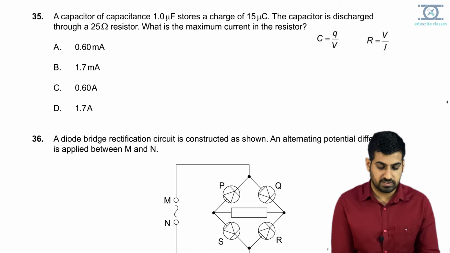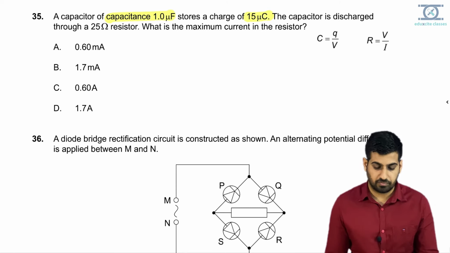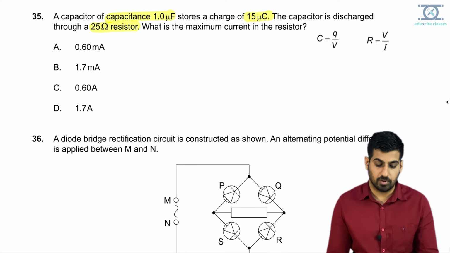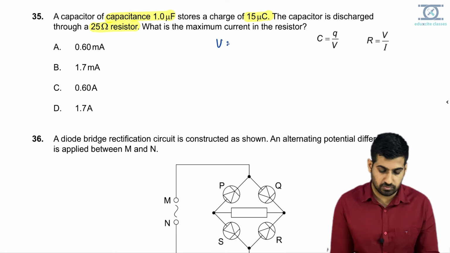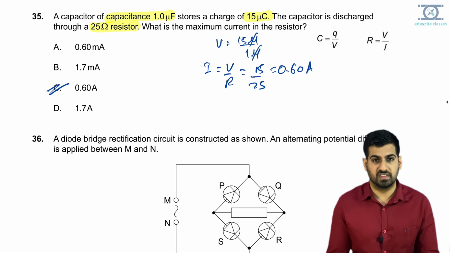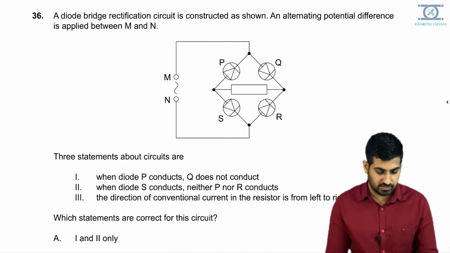Now question number 35. A capacitor has a capacitance C of 1 microfarad and a charge of 15 microcoulomb. The capacitor is discharged through a resistance of 25 ohm. What is the maximum current in the resistor? We know that V equals Q by C. Q is 15 and C is 1, so we get V as 15. Using Ohm's law, I can write I equals V by R. 15 by 25 is 0.60 ampere. So that is the right answer, C, the easiest one.